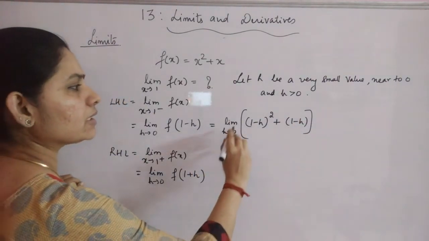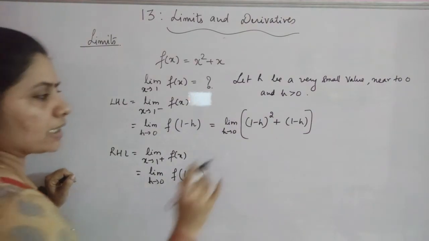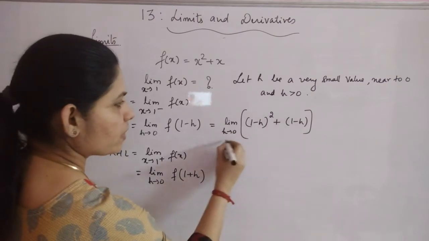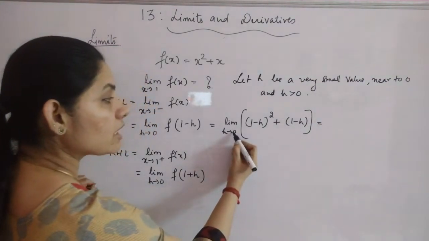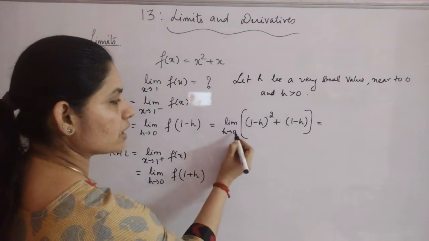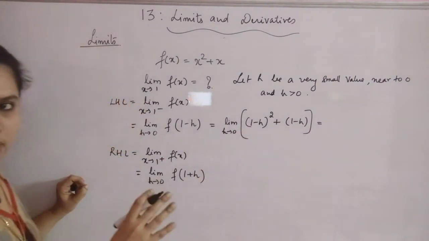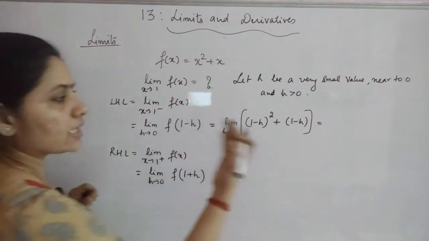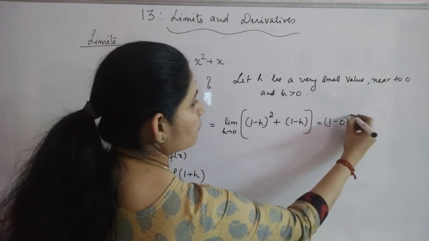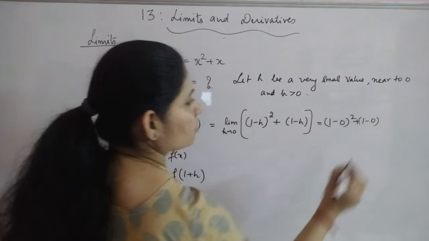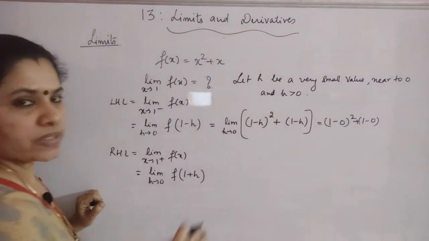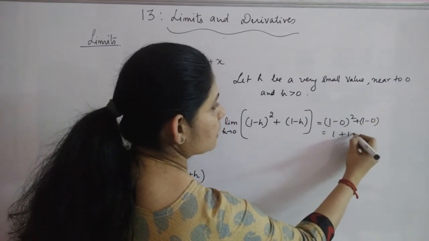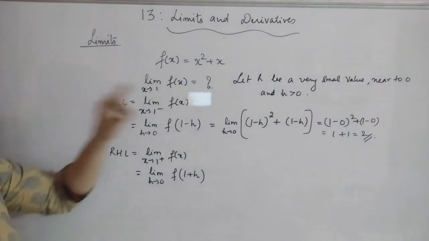Now we have to just do one thing, that is replace h with 0. Either you can expand and then replace h with 0, or else you can just do it here itself. When we are replacing the value, that means h tending to 0, that 0 will be given to wherever you have h. When we are replacing the value, we will not write limit h tends to 0 there. So in that step we will just write 1 minus 0 square plus 1 minus 0, that is, we have replaced h with 0. So what are we getting? You are getting 1 plus 1, which is 2. So the left hand limit is 2.